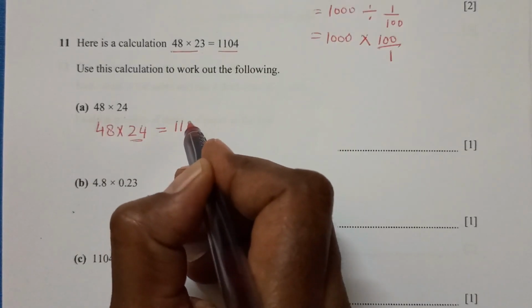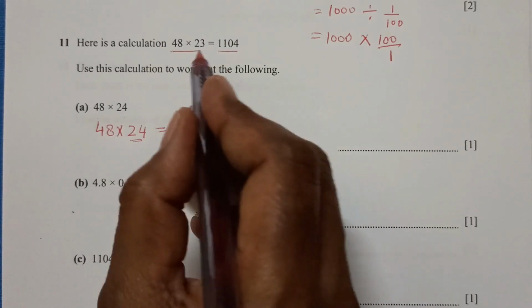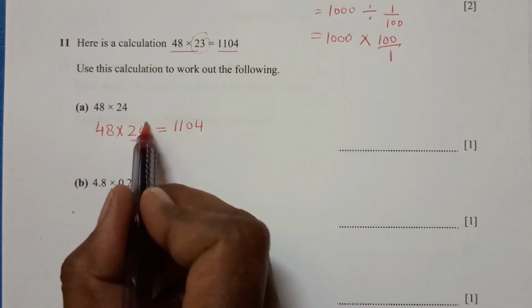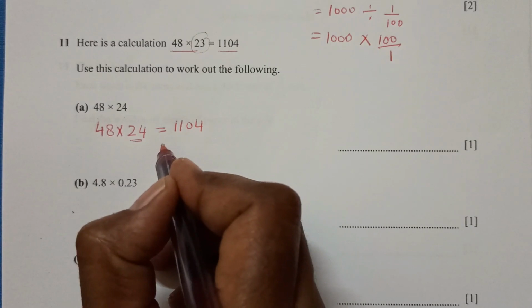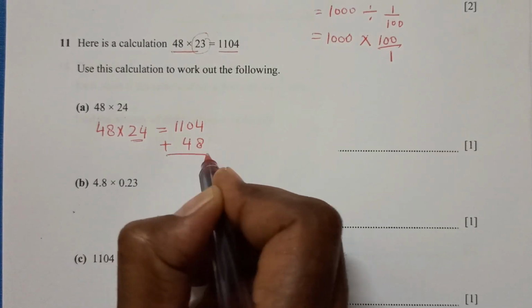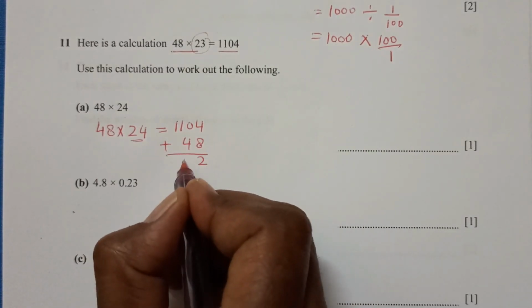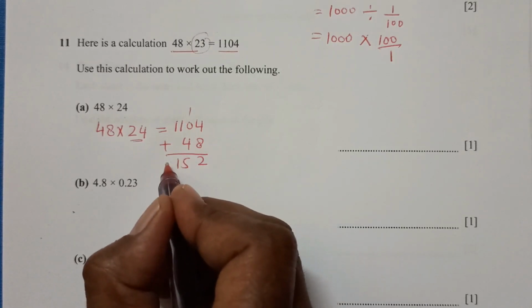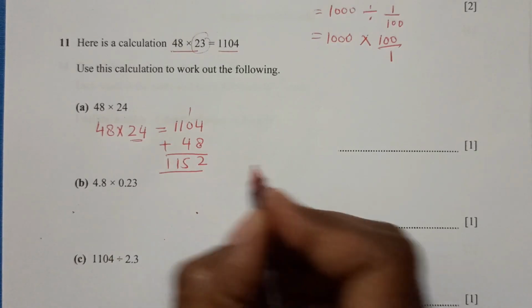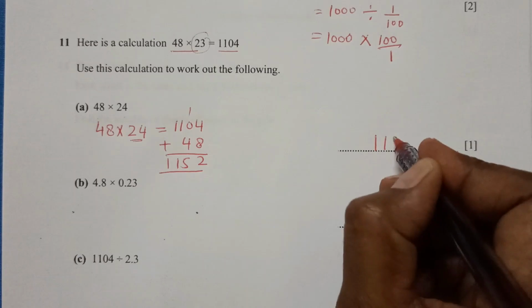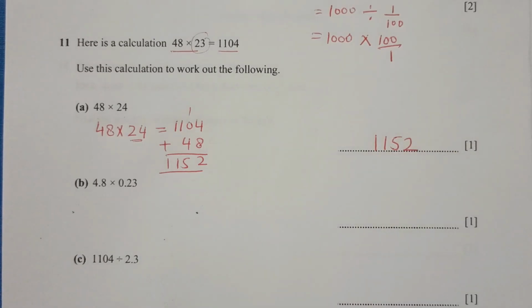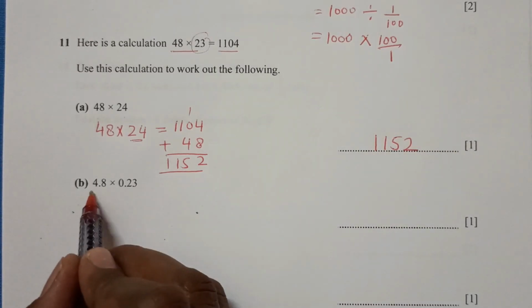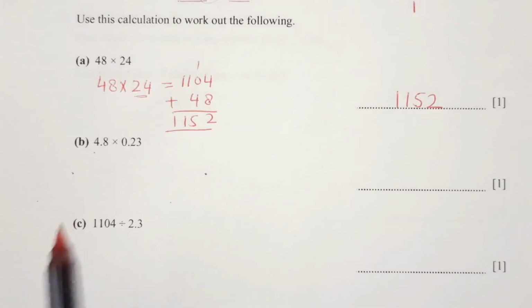So 1104, that is for 23. So we have now 24. So we are adding one more 48 here. So when you add this, this will be 1152. Now part B.